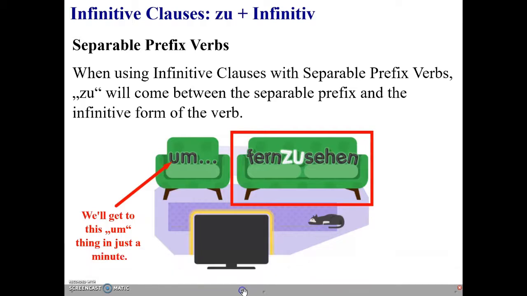Here's an example. Fernzusehen. We're going to talk about that little guy in just a few minutes, but the separable prefix verb here is the important part. Fernzusehen. So Fernsehen is our verb. Fern is the separable prefix. They get separated now with zu in the middle, but it is still all written as one word. Fernzusehen.